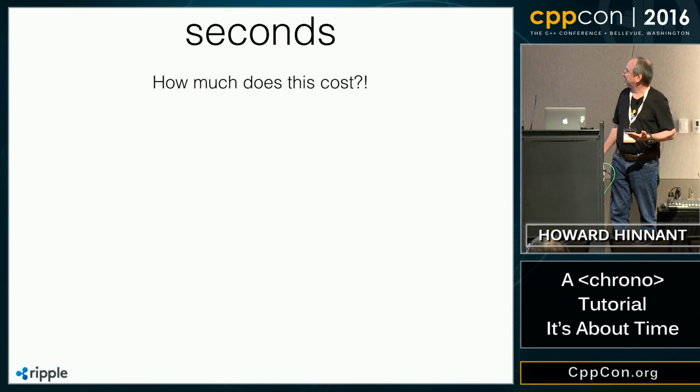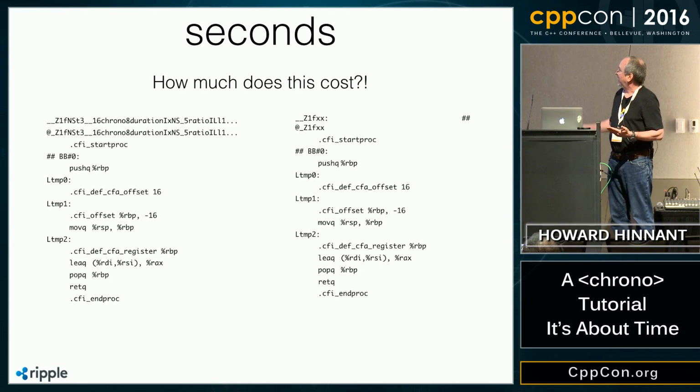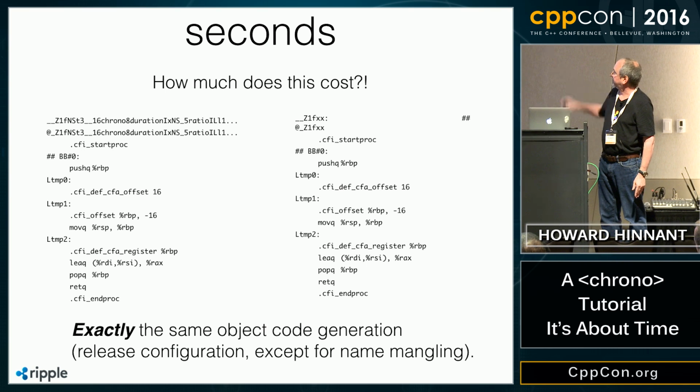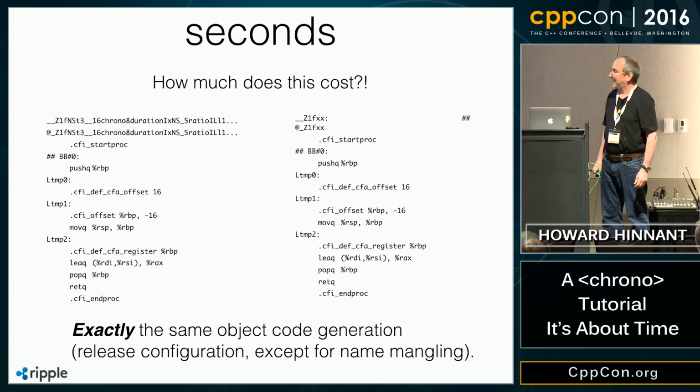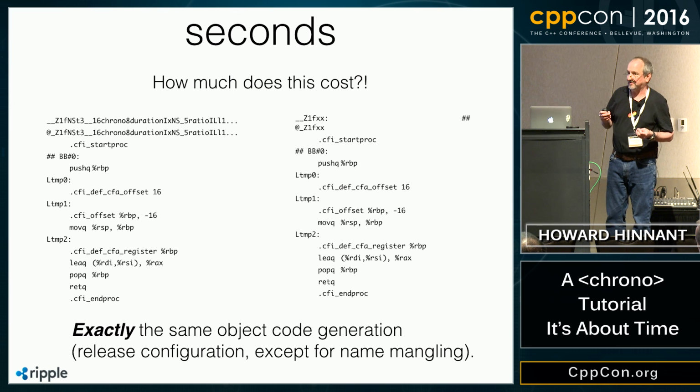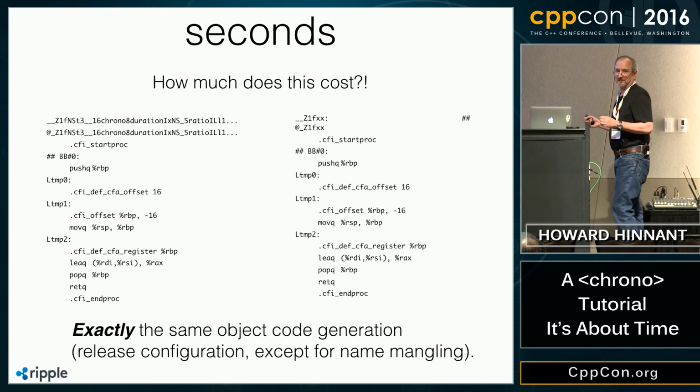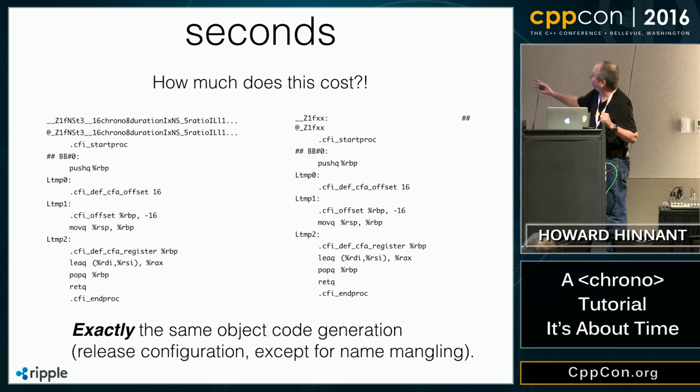So compile both of these, look at the assembly, and here's literally what each one of them generates. This is the entire operation, and the assembly code for both of those functions is exactly the same object code, except for the name mangling at the top. And this is, again, for release configuration.